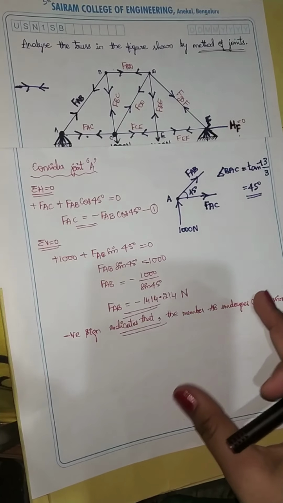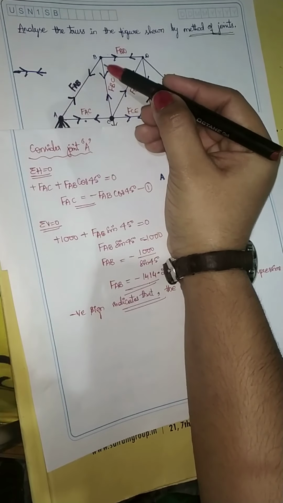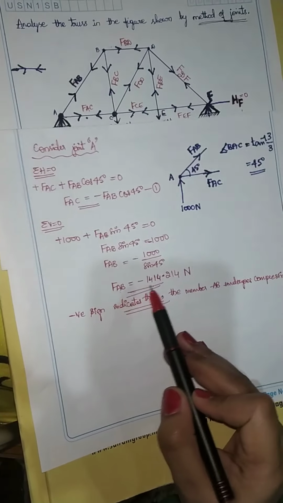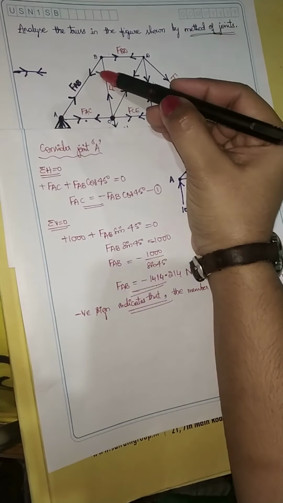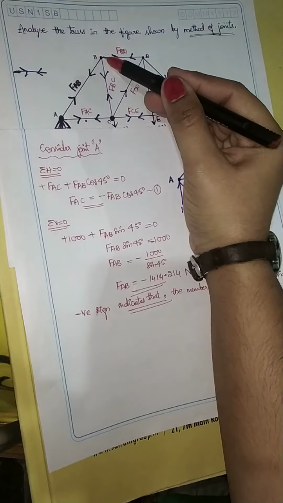So we got FAB. While selecting the next joint, we will take this arrow in the reverse direction. Please remember, FAB you got as a minus value, so the arrow you consider should be reversed when you are considering the next joint.